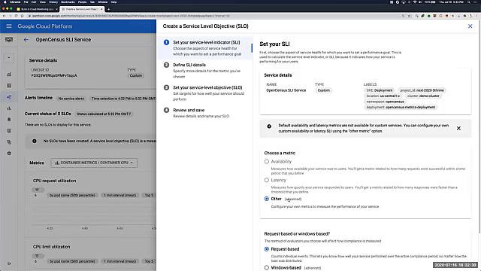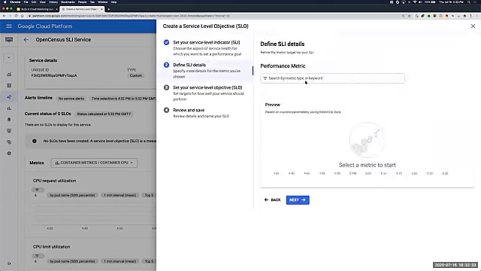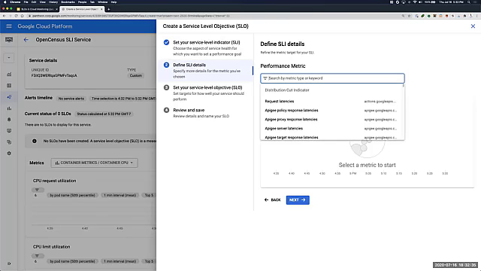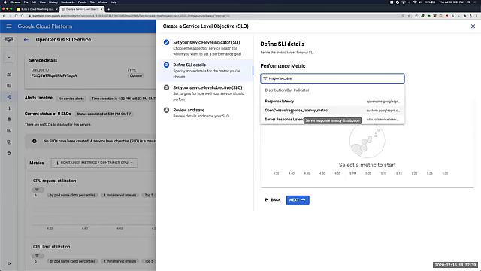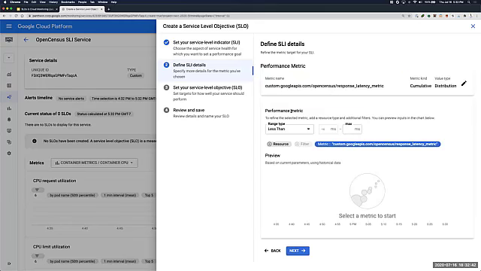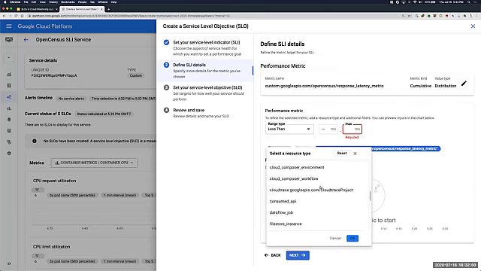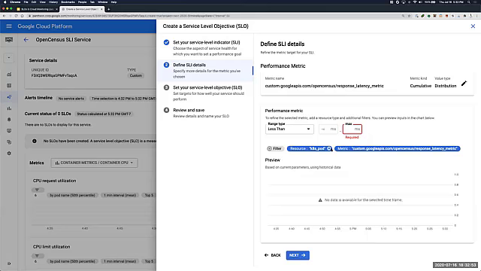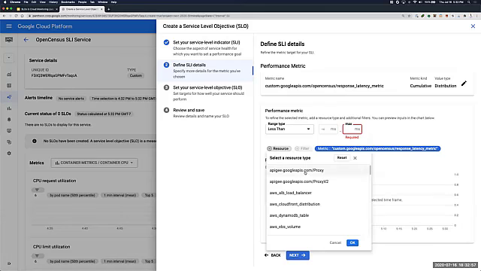I want this to be a request-based SLO. I say next, and now I want, I think, response latency. There's my custom OpenCensus response latency metric. Again, I want it to be less than, and I specify the resource. This is going to be Kubernetes pod, I believe. Oh, no data is available. Let's try Kubernetes container.